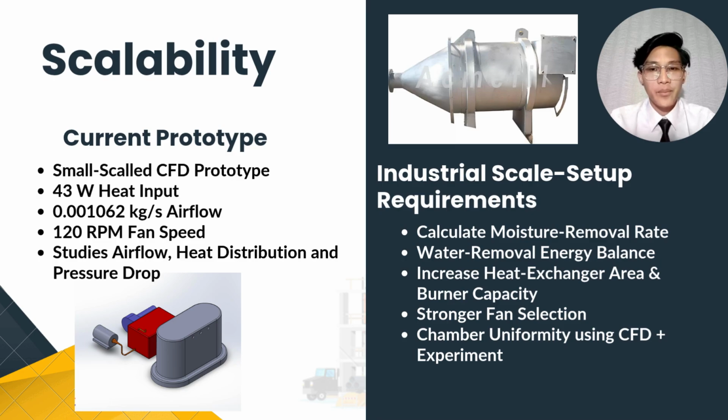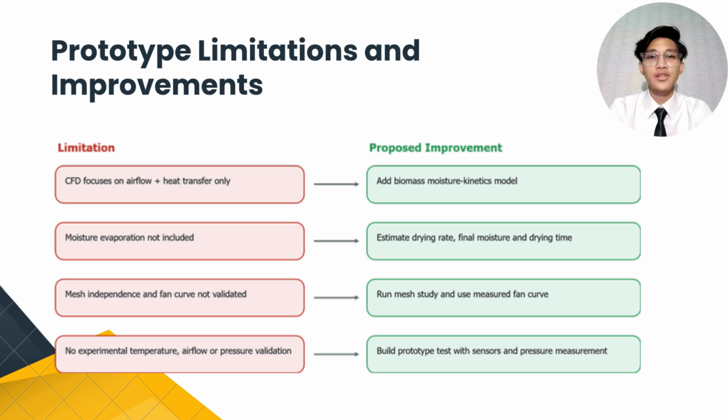To scale up, we have to first calculate the water removal rate and the heat needed to evaporate the moisture from the biomass. After that, we also need to redesign and verify the burner, the heat exchanger, fan, ducting, as well as drying chamber. So now onto our prototype limitations and improvements.